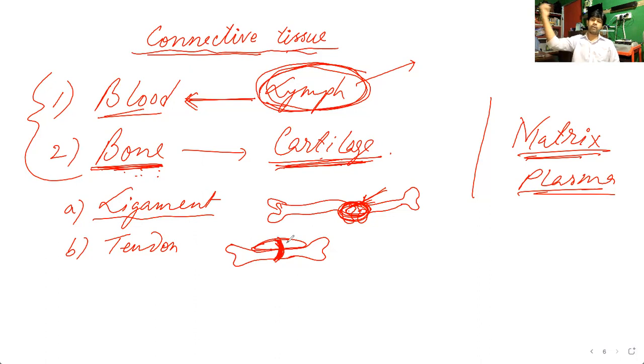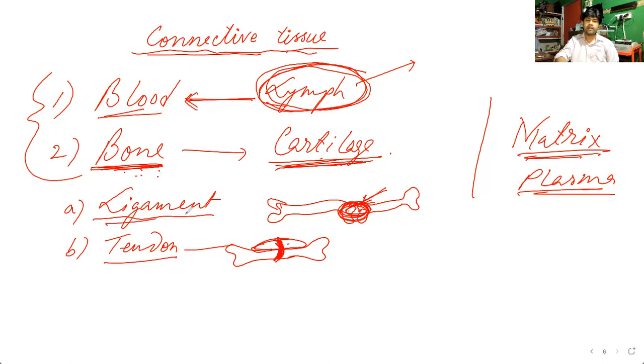Here, for example, I am moving my hand. Actually, the bone of my hand is not moving by itself. Here one muscle is there. This muscle is contracting, and as the muscle is bound with the bone, the bone is also moving. So this particular connective tissue, which is tying the bone with the muscle, is the tendon.